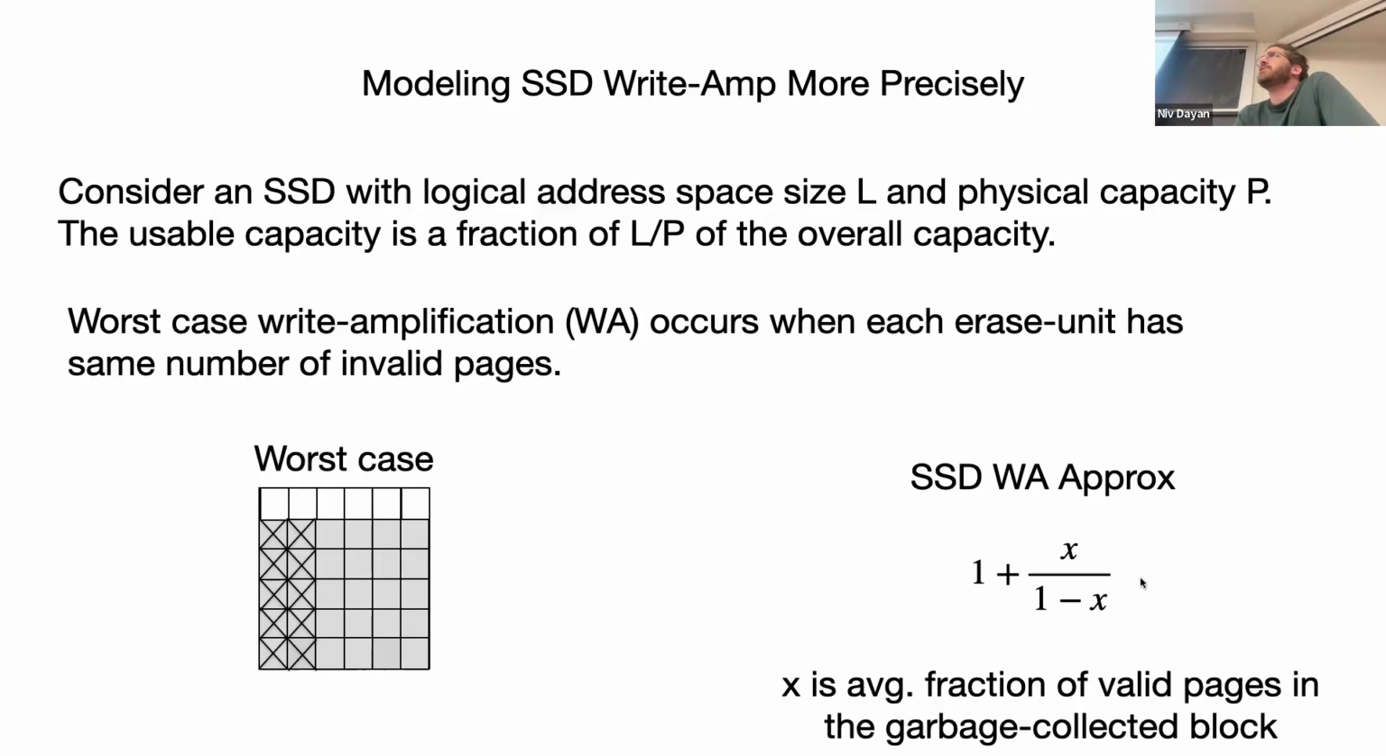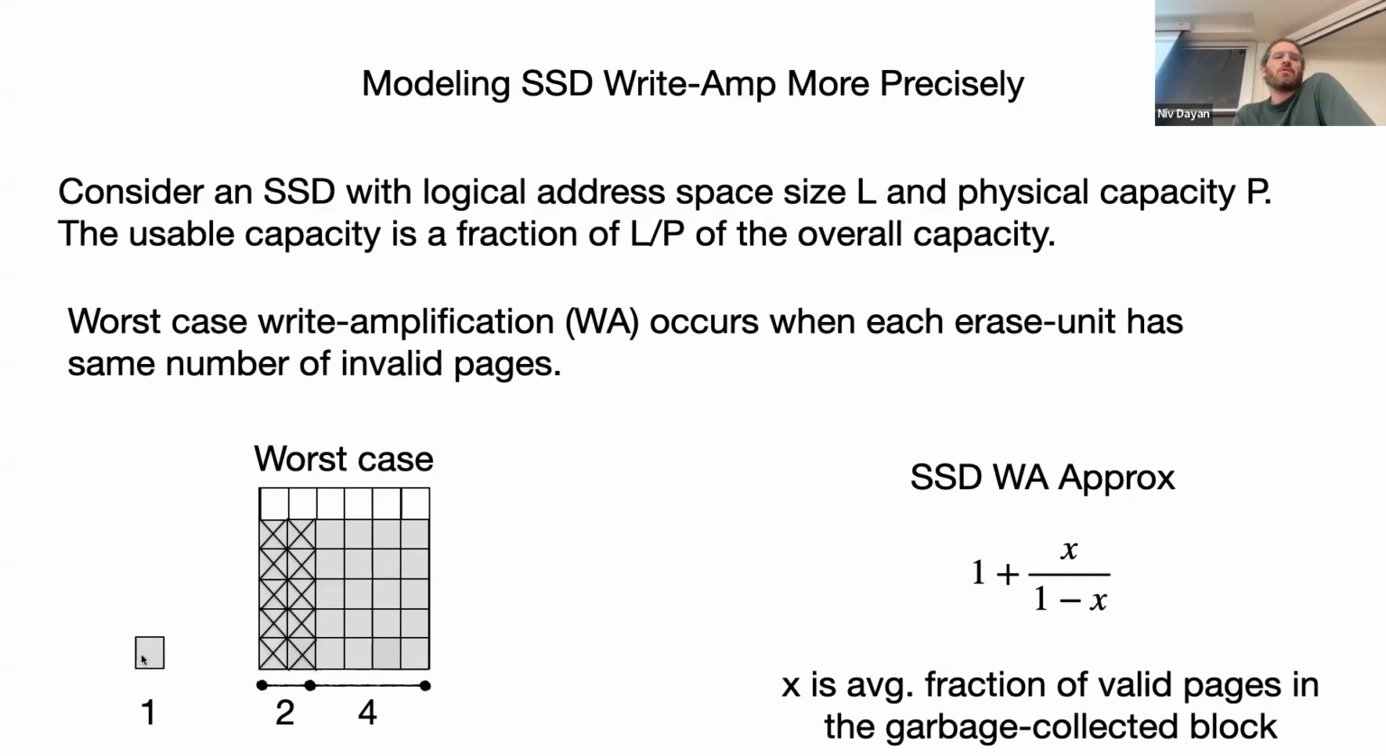Okay, so you probably saw this equation in the reading, and this equation approximates write amplification due to garbage collection based on X, where X here is defined as the average fraction of valid pages in the erase unit that you're garbage collecting. So just to give you an intuition about how this equation works. And again, this is just for intuition.